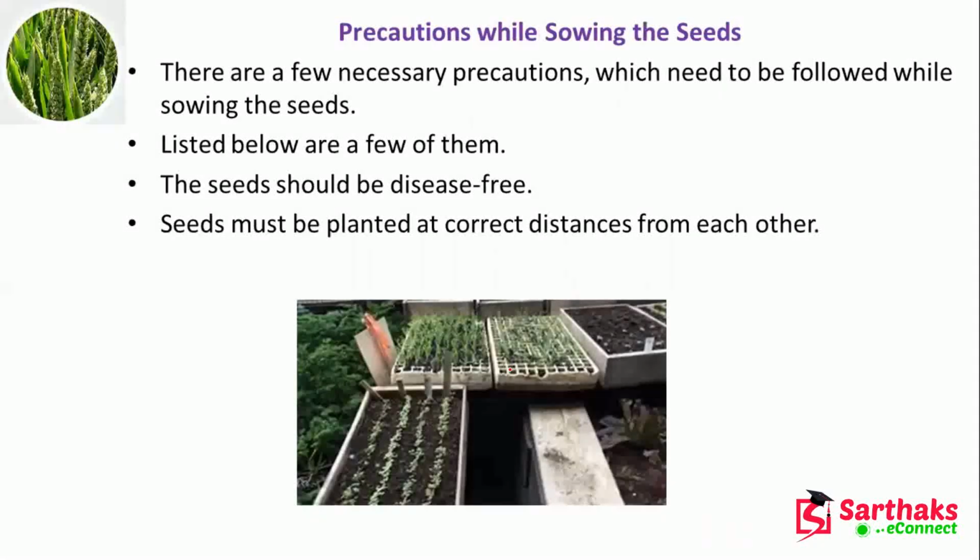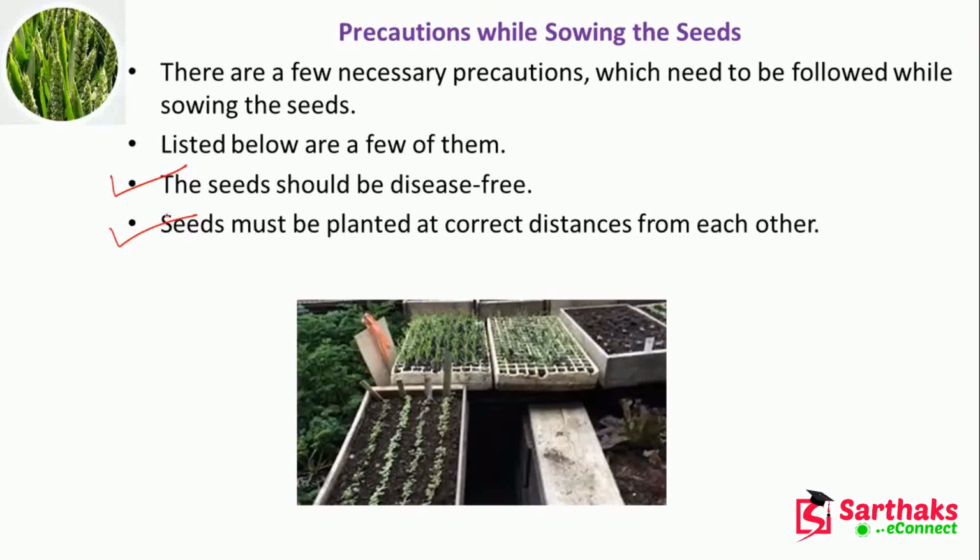Now the precautions while sowing the seed. We should take some precautions. Like the seed should be disease free, because if one seed has some disease, that can be spread to all the seeds. So you should be very careful that none of the seeds have any disease. Seeds must also be planted at the correct distance from each other, otherwise you will face two problems.